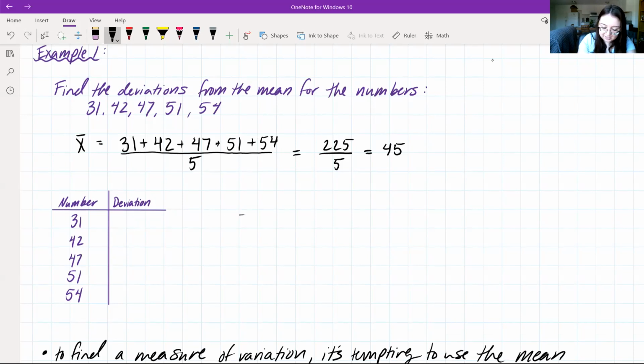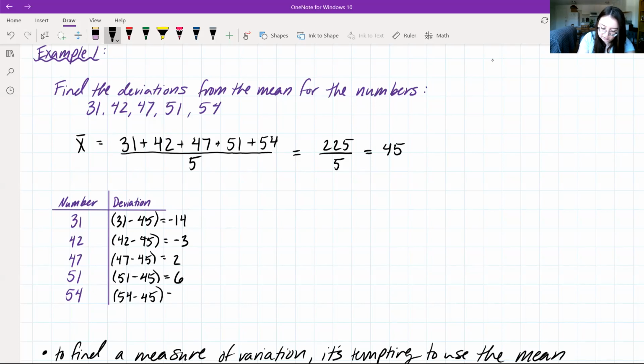Let's rewrite it a little bit. So 31 minus 45 is negative 14. Now we want to do our second value, which is 42. So we take 42 minus 45, which is negative 3. Then we take 47 minus 45, and that's going to be positive 2. Then we do the same thing, 51 minus 45, which is positive 6. And then we take 54 minus 45, which is positive 9.